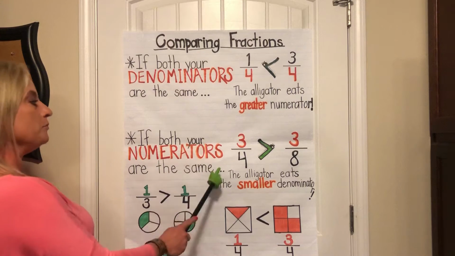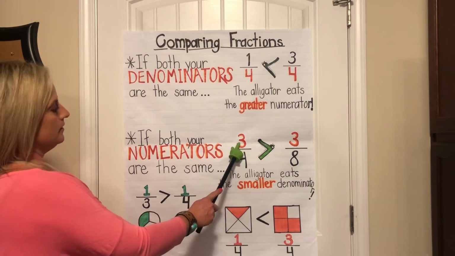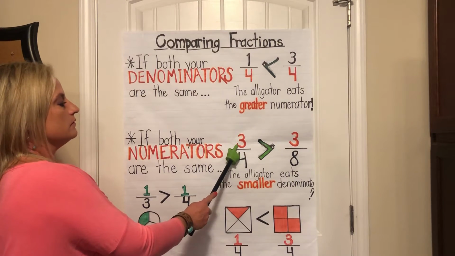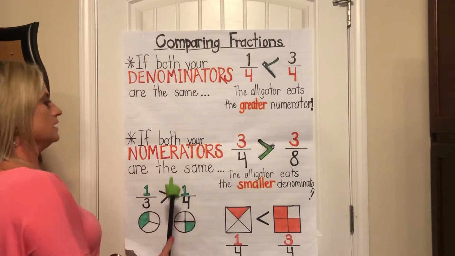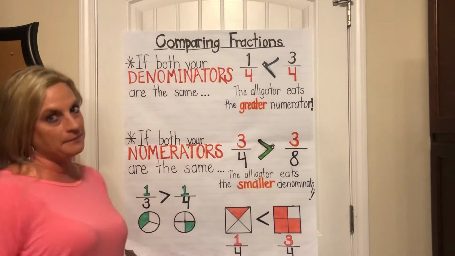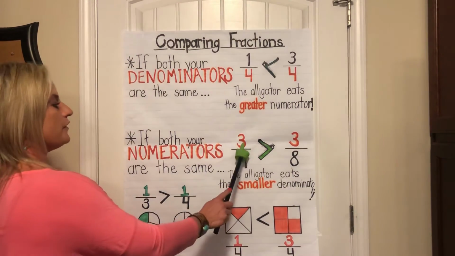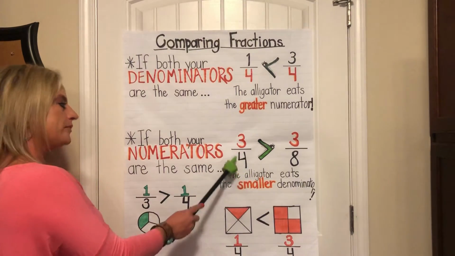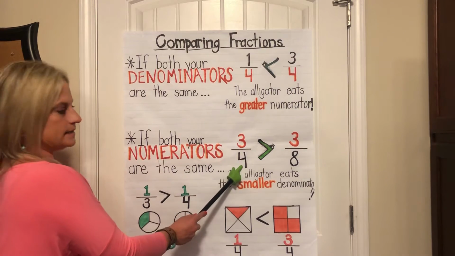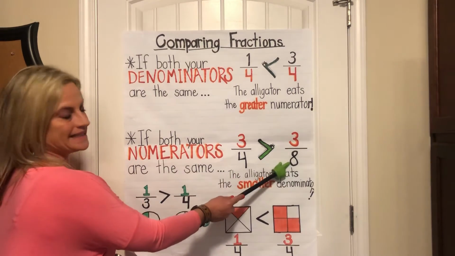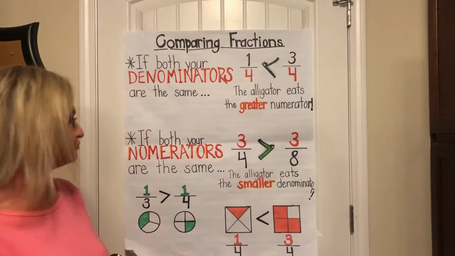If both your numerators, so now we're at the top, north, numerators, remember the top number, are the same, then you're gonna look down here at the denominator this time, okay? So here we have a 3 and a 3, both as numerators. So we're gonna look at the denominator, and we have 3/4. So we have 4 as our denominator, and 3/8. 8 is our denominator there.